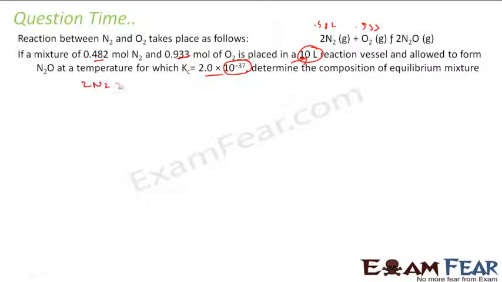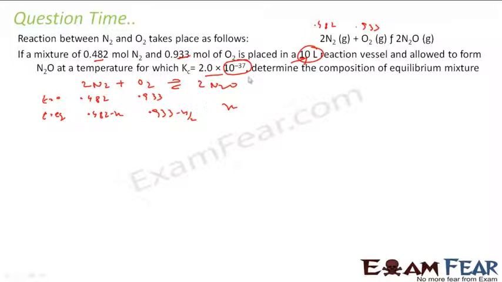So if you have N2 plus O2 gives 2N2O, let's suppose initially it was 0.482 and this was 0.933. I assume that at equilibrium, some x mole of this is used. So this is 0.482 minus x. If x mole of N2 is used, x by 2 mole of O2 will be used, stoichiometric thing. You can see that, minus x by 2. And if x mole of N2 is used, x mole of N2O will come. So let's suppose this is my equilibrium thing.